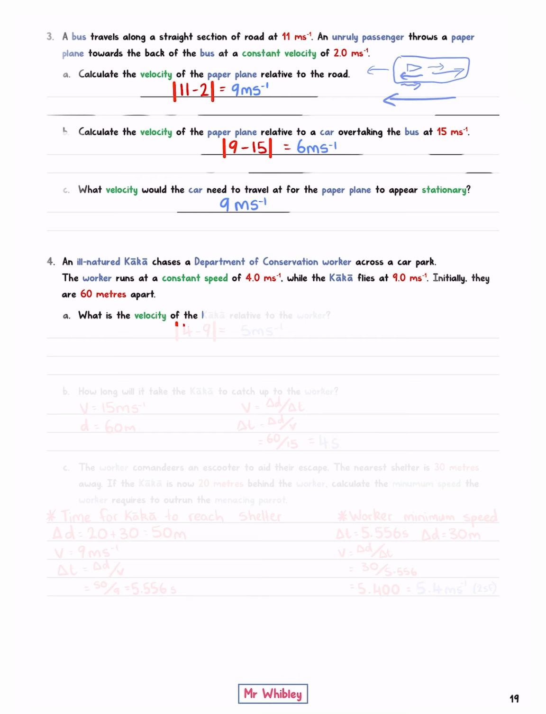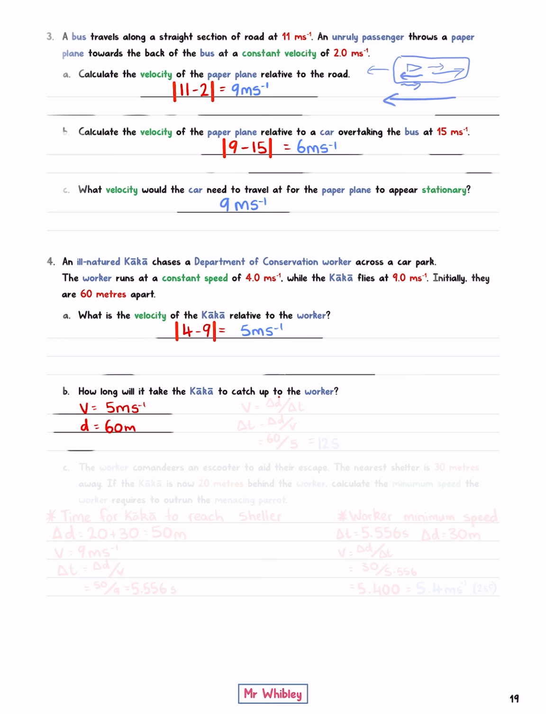Calculate the velocity of the kaka relative to the worker. Their velocities of 4 and 9 are in the same direction, so we find the difference between them, which gives me 5 meters per second. How long will it take the kaka to catch up to the worker? Given that the kaka is closing the gap at 5 meters per second, and that the distance is 60 meters between them, we can use our velocity equation, rearranged for time, putting our numbers in, gives us 12 seconds.